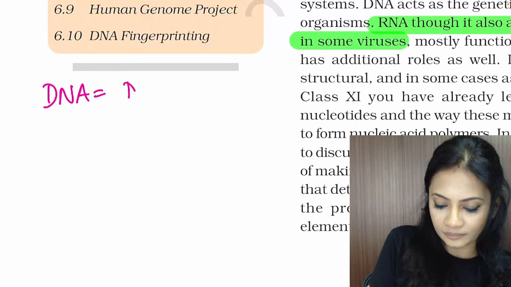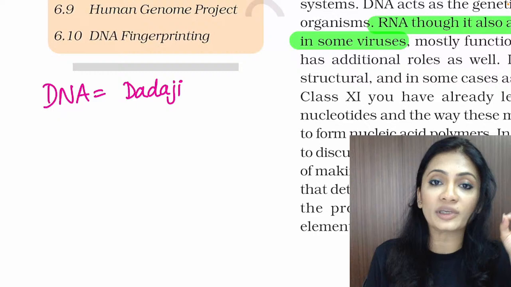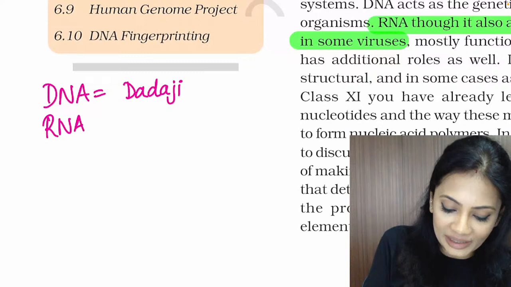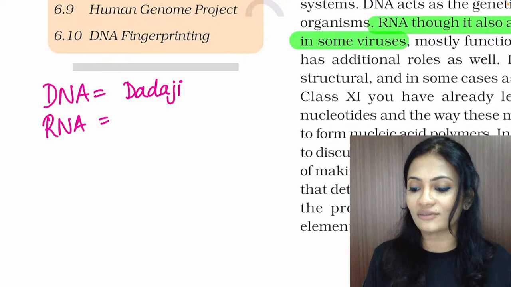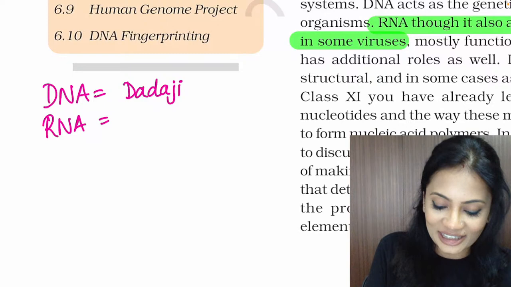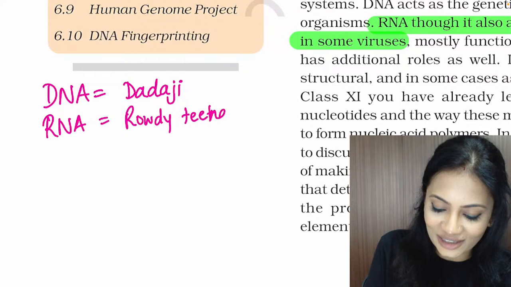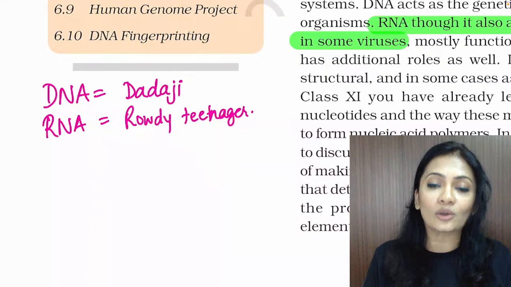DNA is Dadaji. Dadaji is the one who's going to be storing all the genetic information. Then, who is RNA? My kids will tell me. Yes, RNA is your rowdy teenager. Yes or no? DNA is Dadaji, RNA is your rowdy teenager.